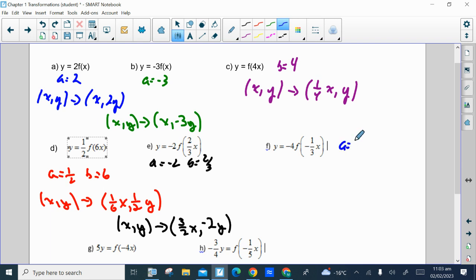Question F. We have an a value of -4, a b value of -1/3. So a b value of -1/3 means you're going to multiply the x values by -3. It's reflected over the y-axis. That's what the negative part does. The horizontal stretch factor is the reciprocal of b. So again, all the x values we multiply by -3 and all the y values by -4. Now we'll stretch it vertically by 4 as well, reflected over the x-axis.